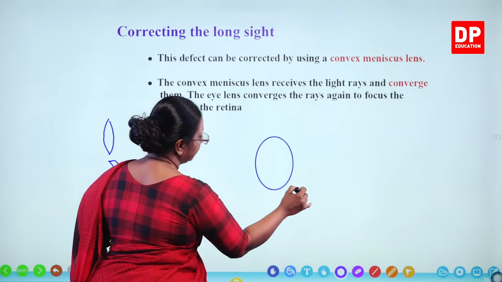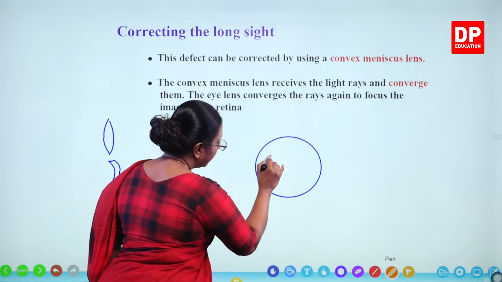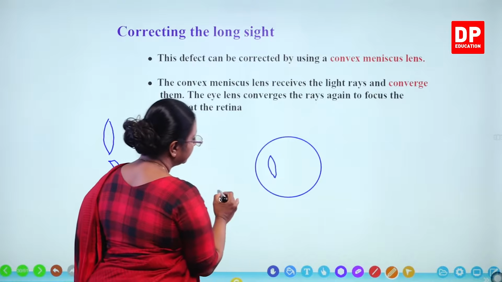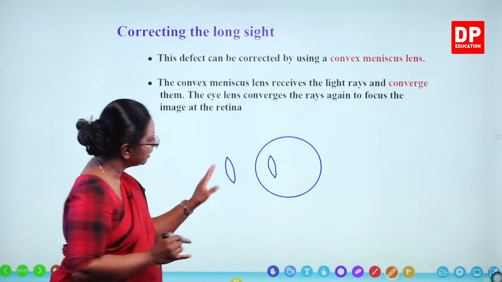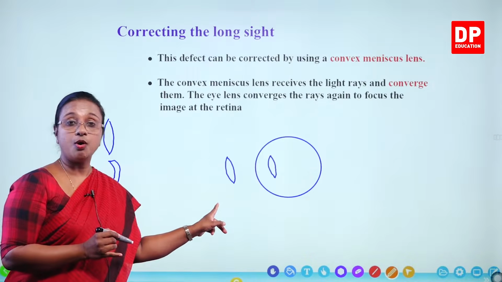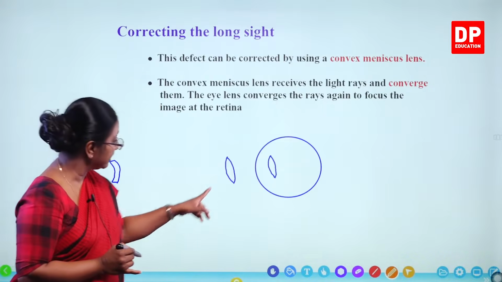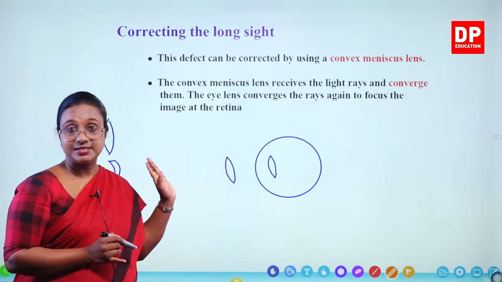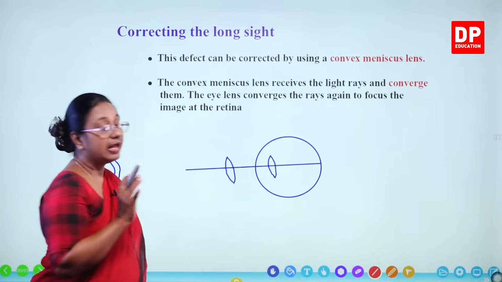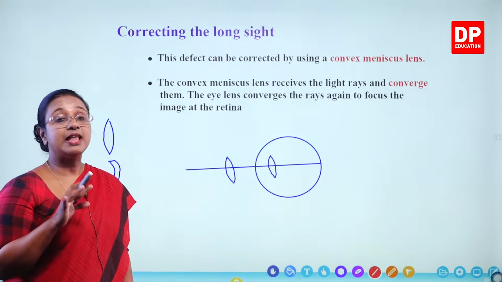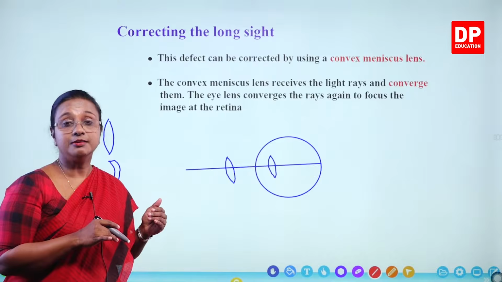Now here again, we have the eyeball and the lens is here. Now we are going to use another lens. Here I am using the normal biconvex lens. I am not drawing the meniscus convex lens. It is the normal convex lens. So we are trying to get the rays that come from close by objects to converge onto the retina.